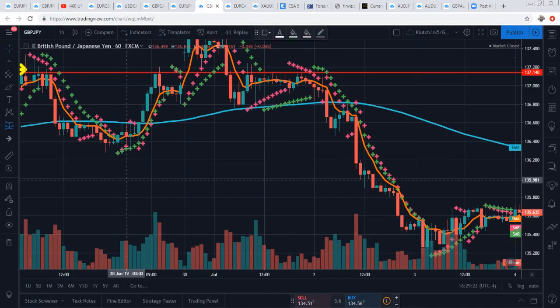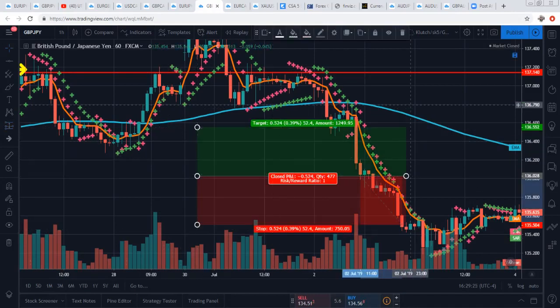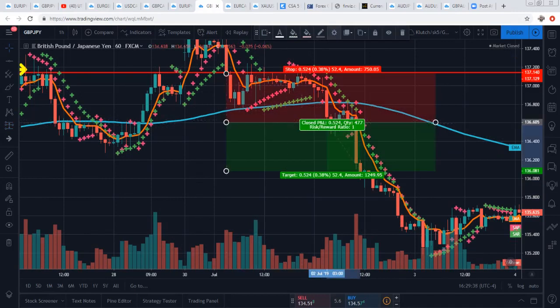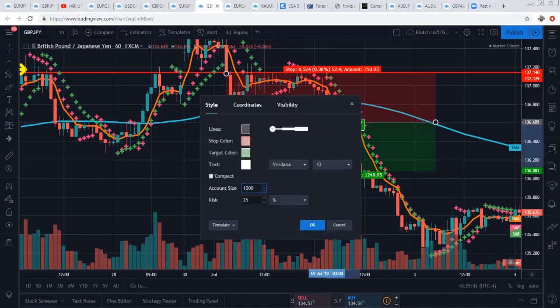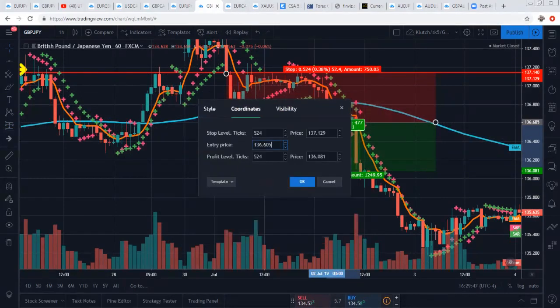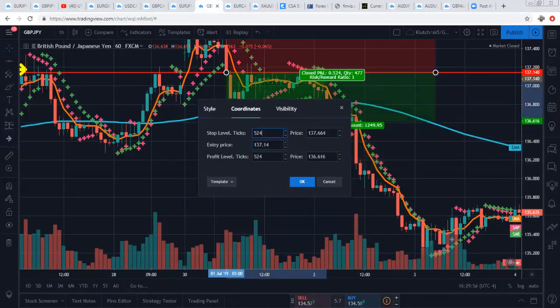So let's say you wanted to know how much was 20 pips. We can go in here. Y'all saw where I got that from, right here, right? So, let me erase that one. The one I want is the short position tool. So I can place it anywhere, come here, click this here, and go to coordinates. And I'm gonna put in 137.140.